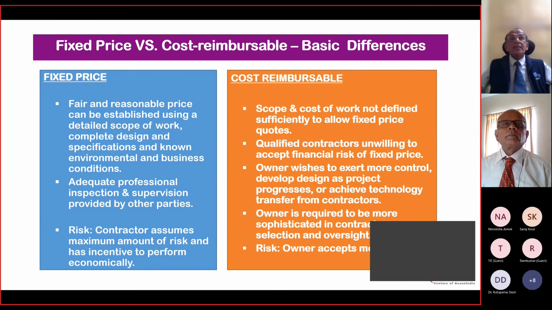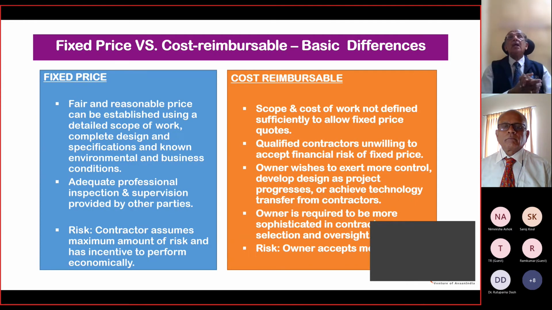Now cost reimbursement. Here the ambiguity is that the scope and the cost of work are not defined sufficiently to provide fixed price scopes. There's an ambiguity which can be resolved only over a period of time. So qualified contractors are unwilling to take on these sort of risks. They will not provide a fixed price, so they are willing to accept cost reimbursable, like the example I gave yesterday.